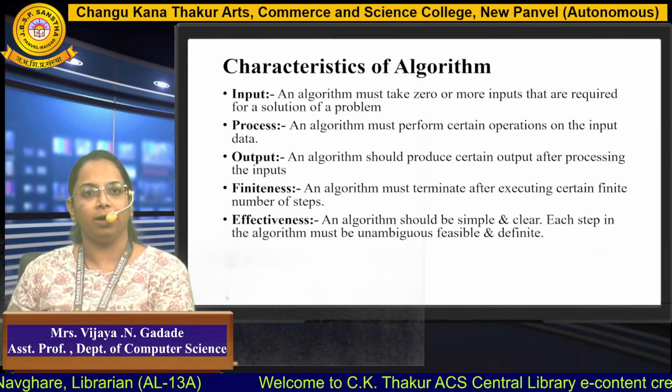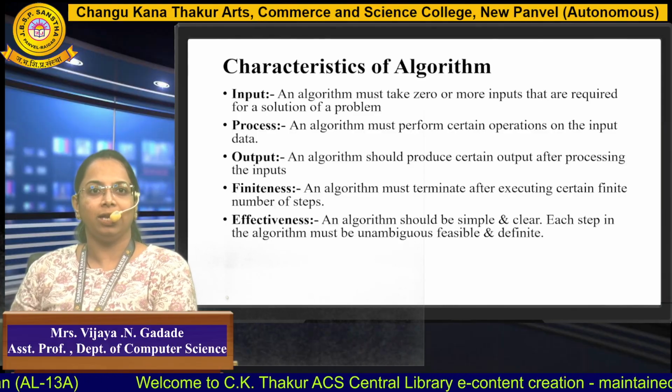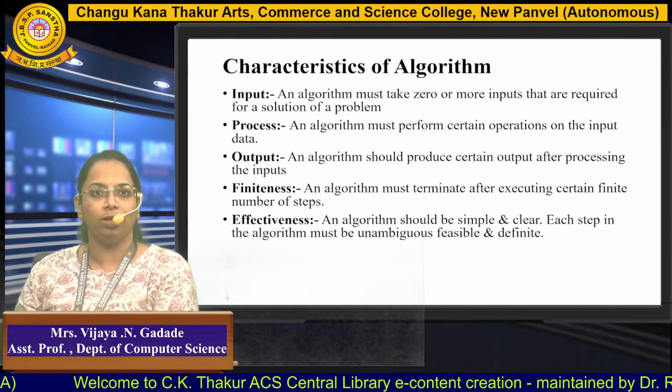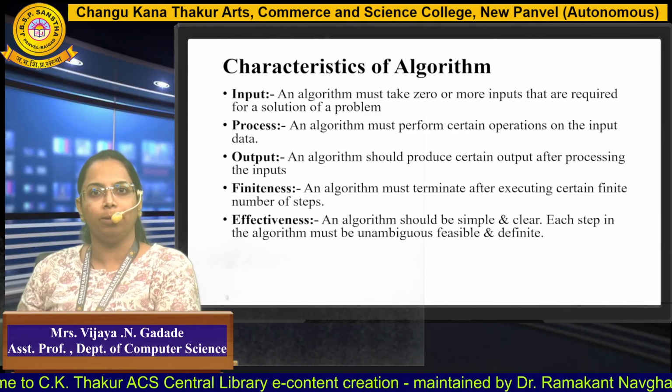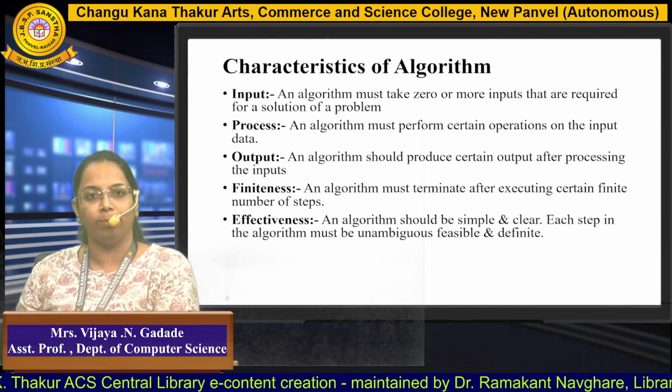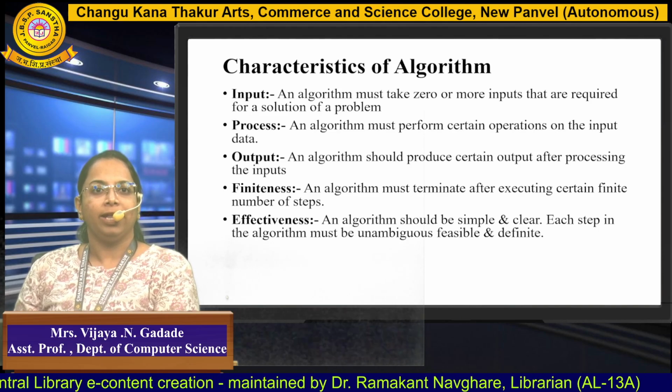Okay, next is the characteristics of an algorithm. So basically there are 5 characteristics of an algorithm. The first one is input. An algorithm must take 0 or more inputs that are required for the solution of a problem. For solving a particular problem, we have to take the input. Next one is process.